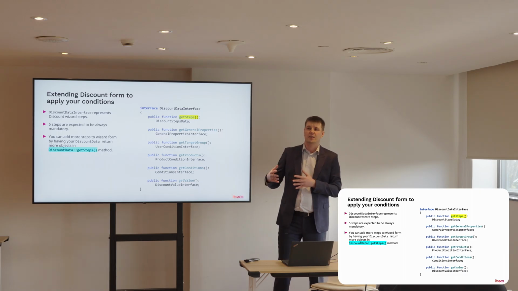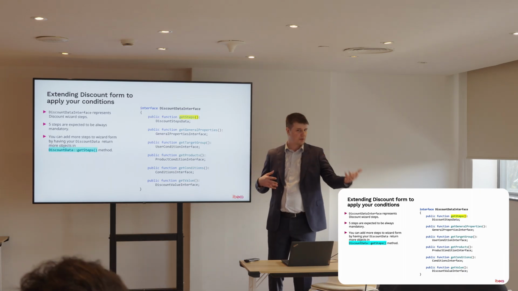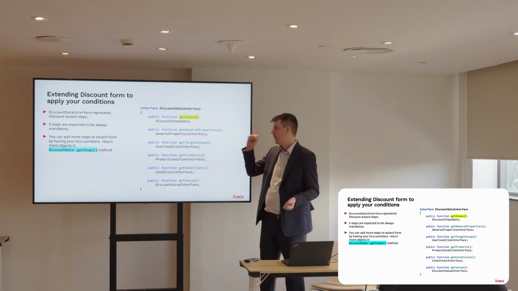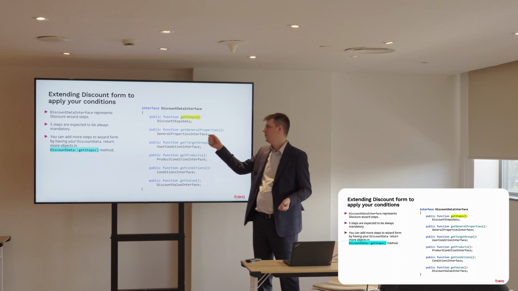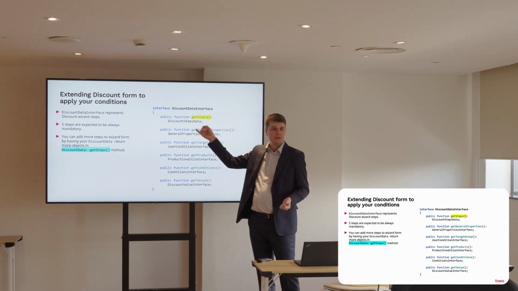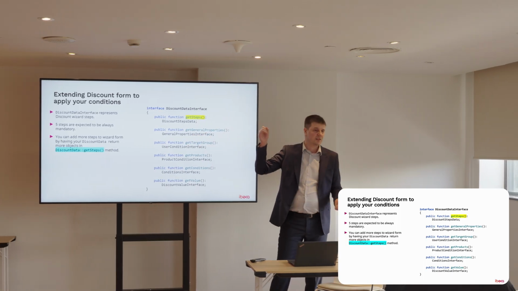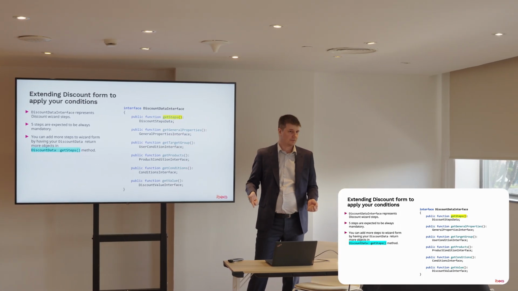And what's the object that the form mapper actually outputs? This is the discount data interface, and the most important function, in my opinion, is getSteps. This is the function that tells the wizard how many steps there are and what they are.